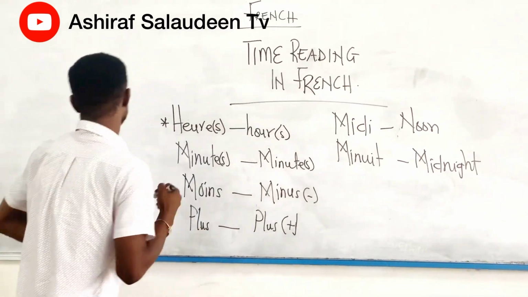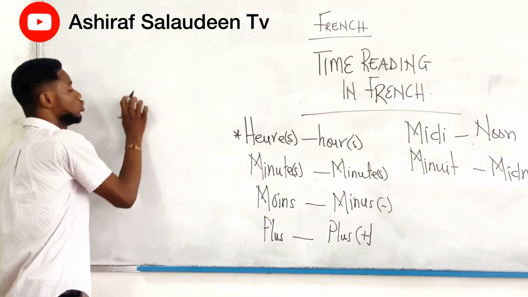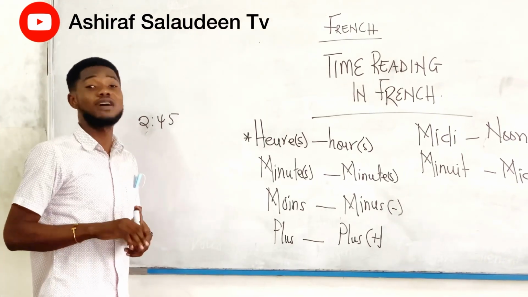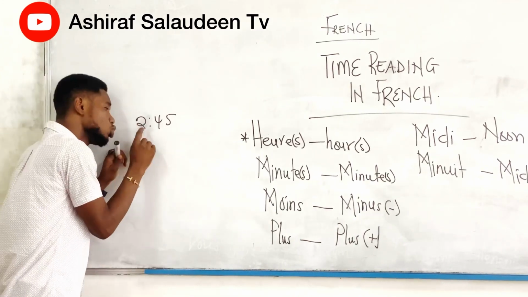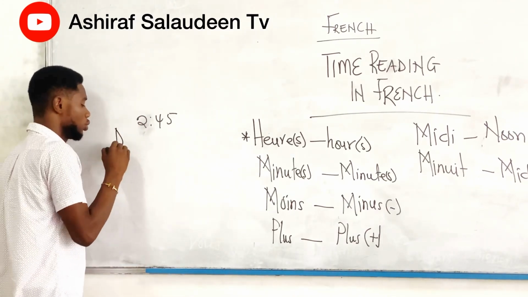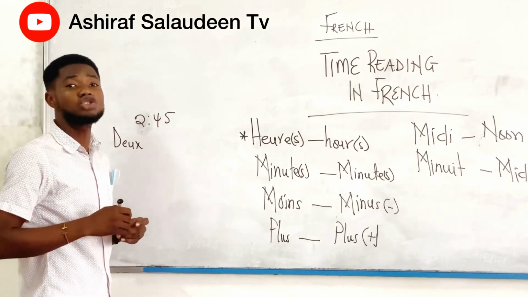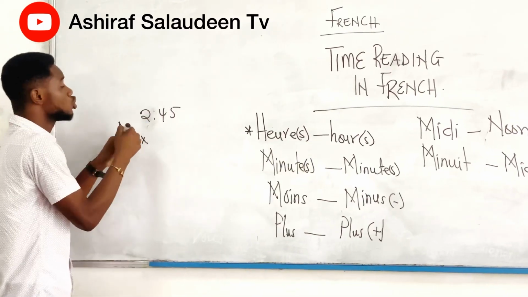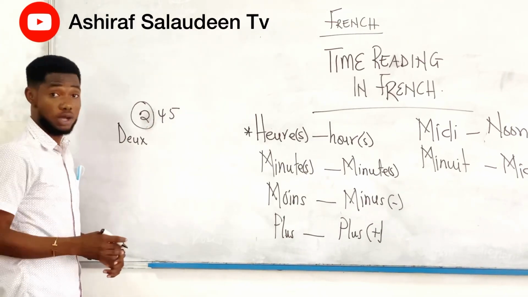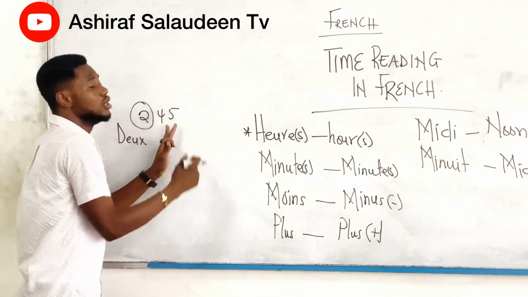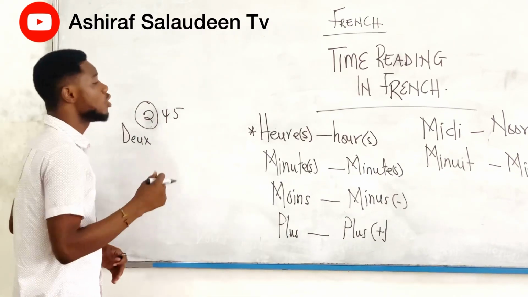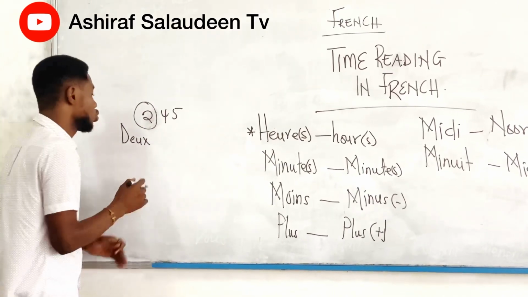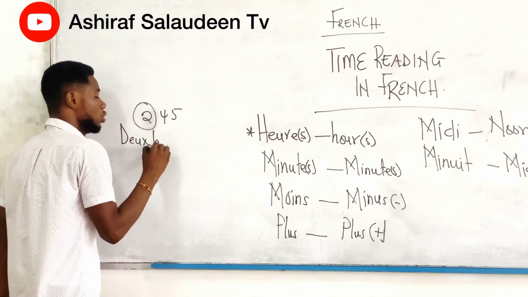So if we have 2:45, in our previous lectures we already learned that 2 in French is deux. You don't move on if you have not added the hour to it, because the 2 over here represents the hour. This is 2 hours 45 minutes. So in French, when you are telling the time, you are supposed to include the hour to tell the person that the 2 stands for the hour. So we are going to say 2 heures.